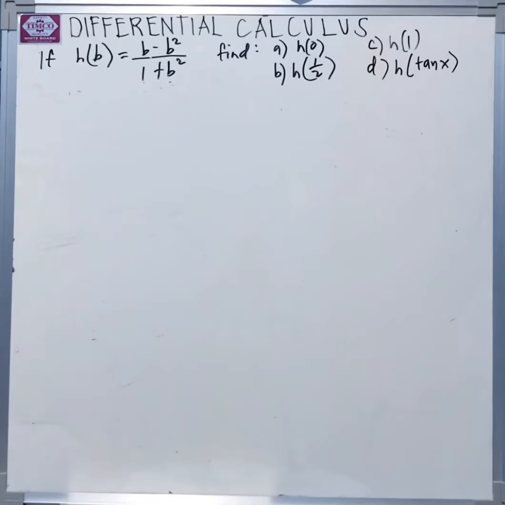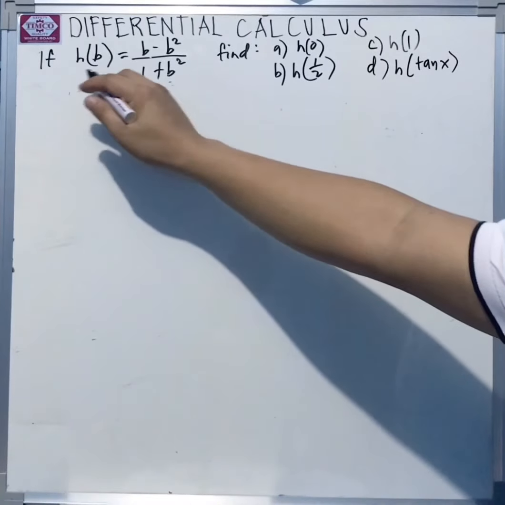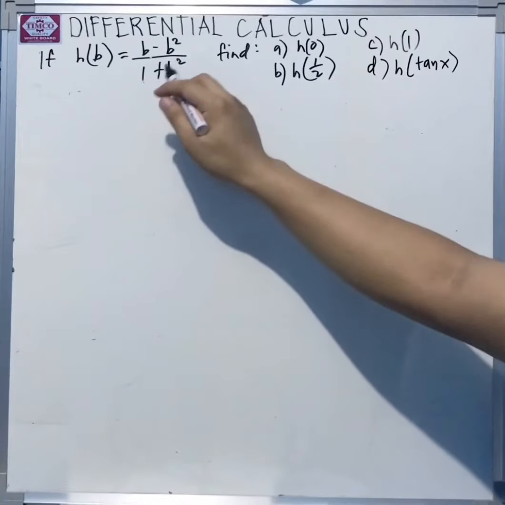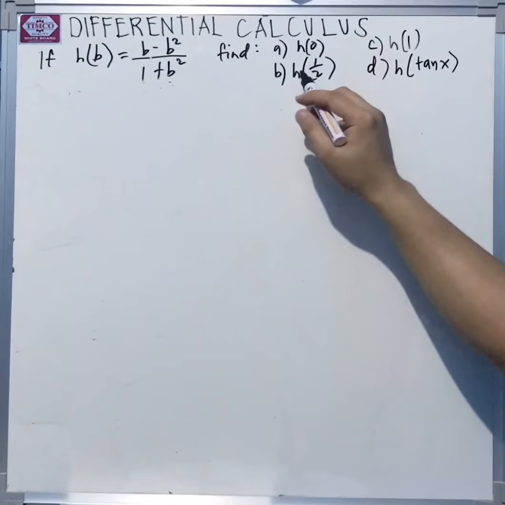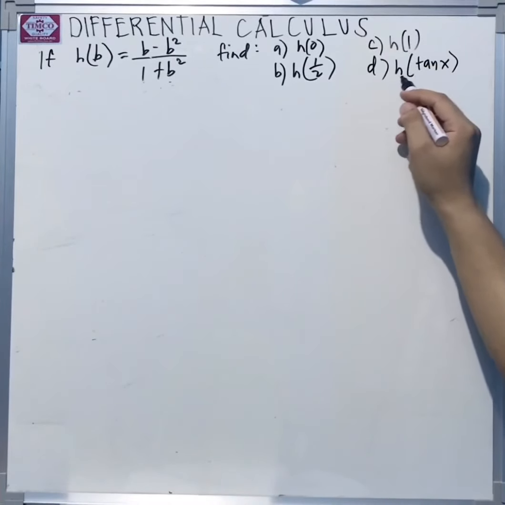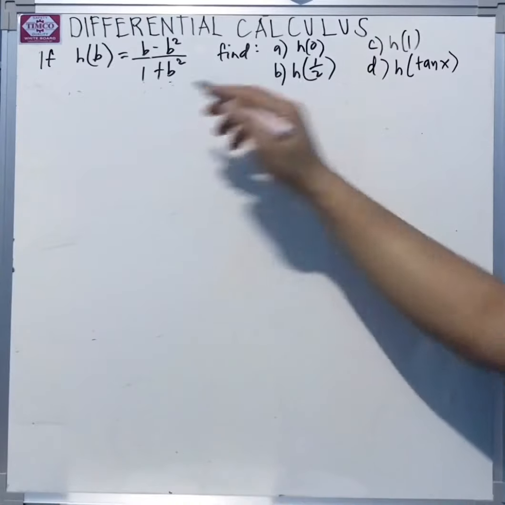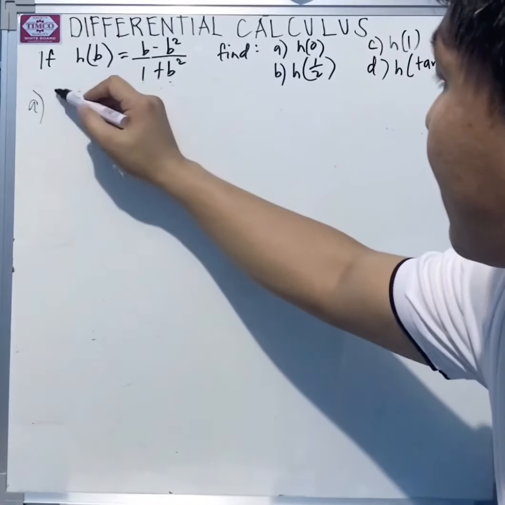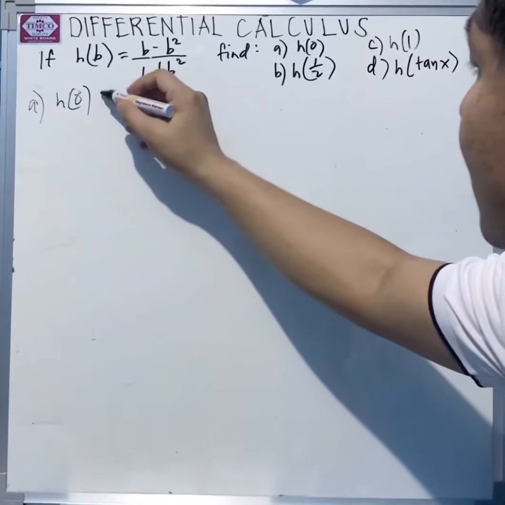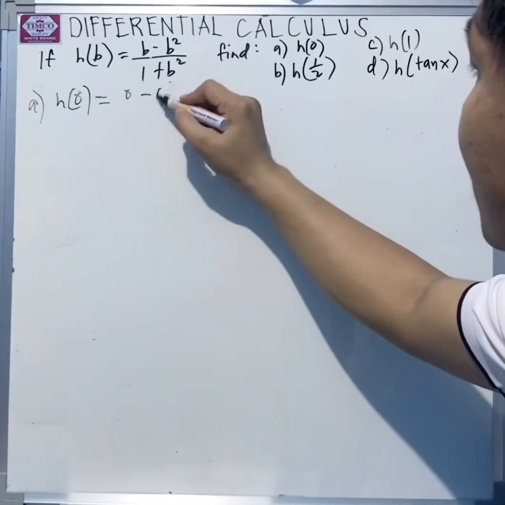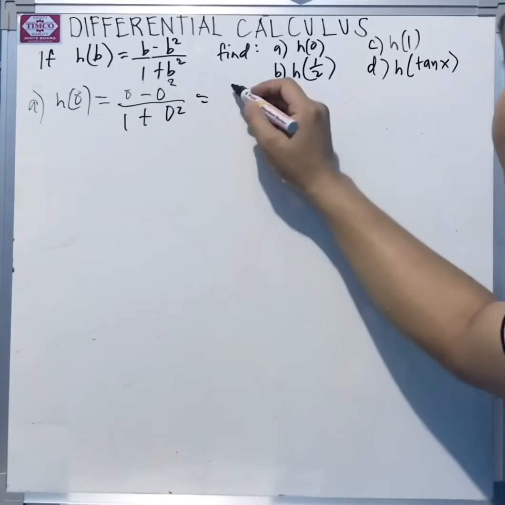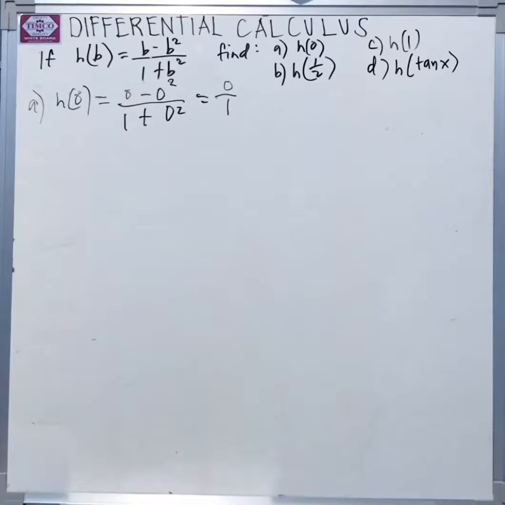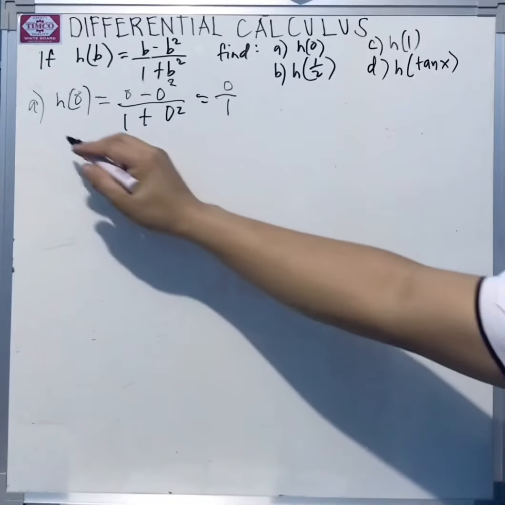So, meron tayo ngayon, example number 2 ng evaluation of functions. We have problem, if h of b is equal to b minus b squared over 1 plus b squared, find A, B, C, and D, which is h of 0, h of 1 half, h of 1, h of tangent x. First, letter A, h of 0. We will direct substitute the 0. 0 minus 0 squared over 1 plus 0 squared is equal to 0 over 1. That's the value of h of 0.